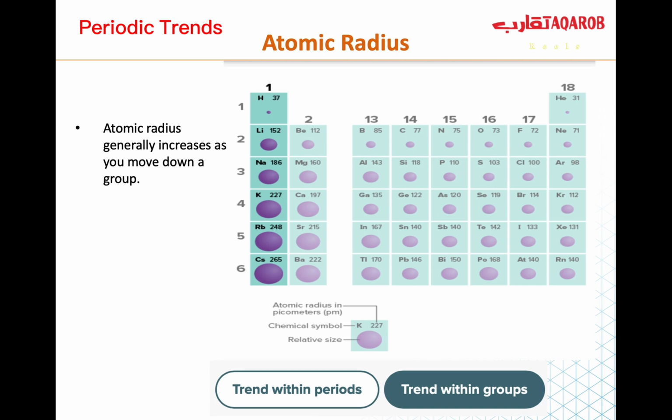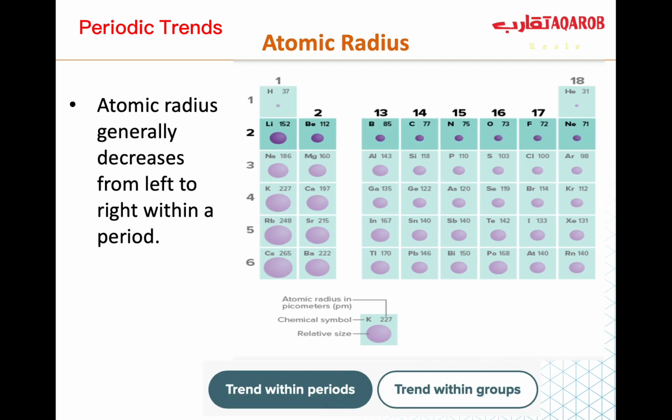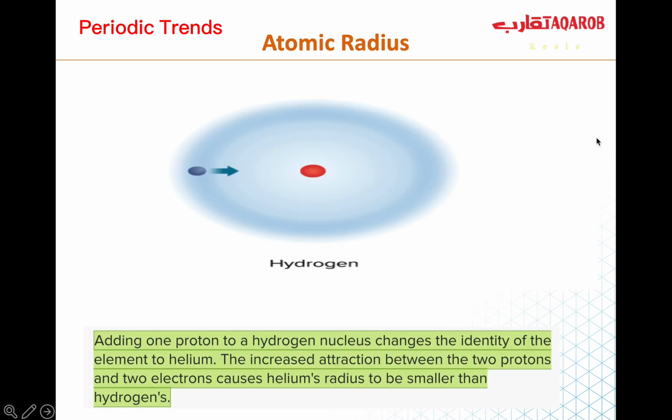Atomic radius generally increases as you move down a group. So now what about the same group? In the same period, it decreases as you go from left to right. On the group, it increases as you go from up to down, so it increases as you move down a group. As you see, the atom size is increasing as you go down, so that's why the atomic radius is increasing too. This is about the trend within groups. So again, atomic radius on the period decreases as you go from left to right within a period.